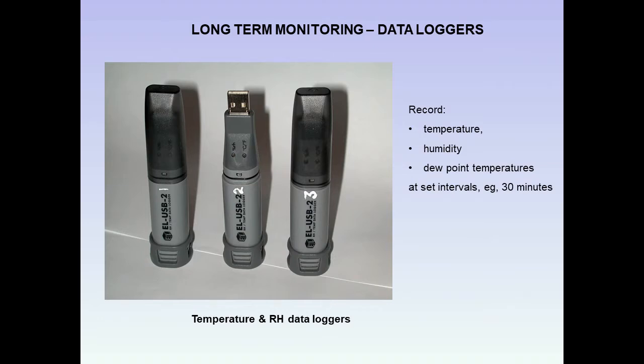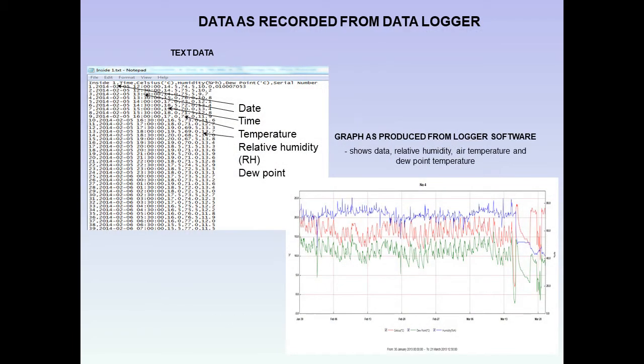Well, we can use data loggers, and this is just an example. These record temperature, humidity and dew point temperatures, and we can do this at set intervals, for example, setting them to record every 30 minutes. The data recorded from a data logger is basically in text form, as we can see on the left: date, time, temperature, relative humidity and dew point. The software that comes with the loggers will also produce a graph showing temperature, relative humidity and dew point.